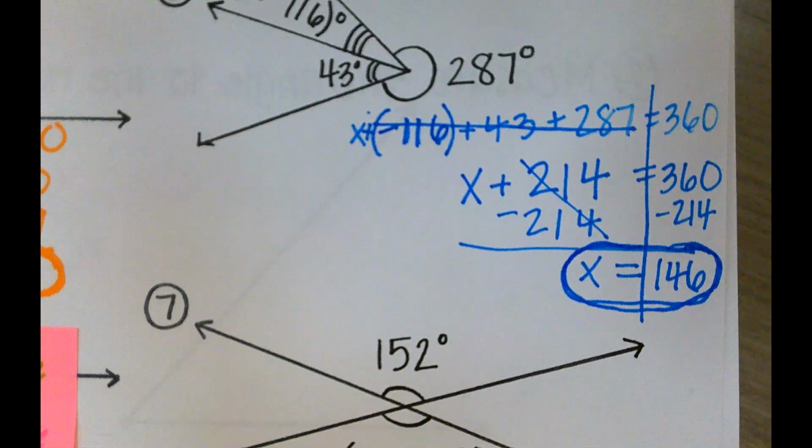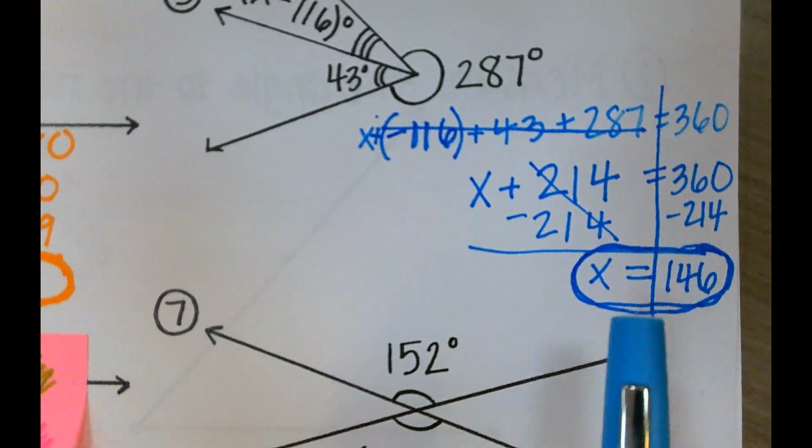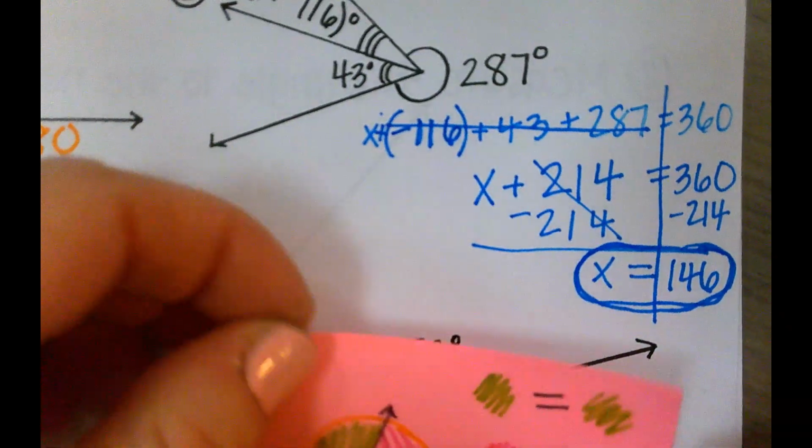Okay, what did I do wrong? I put 6 in there instead of 0. Ah, it's good that you caught it though. Yes. I turned 360 into 366.